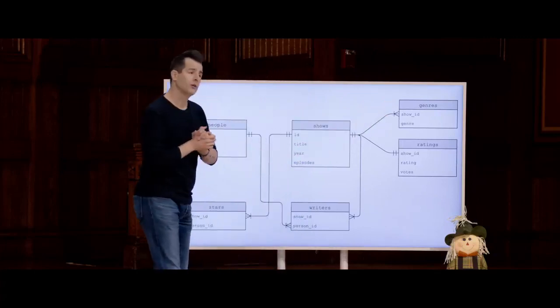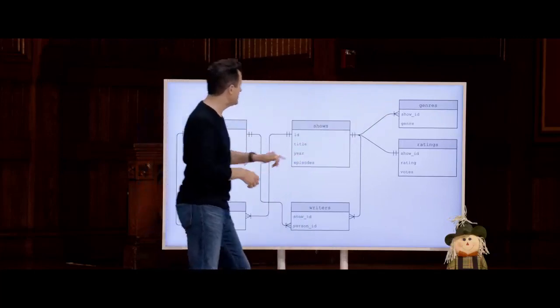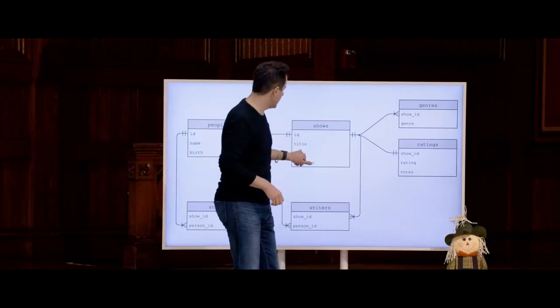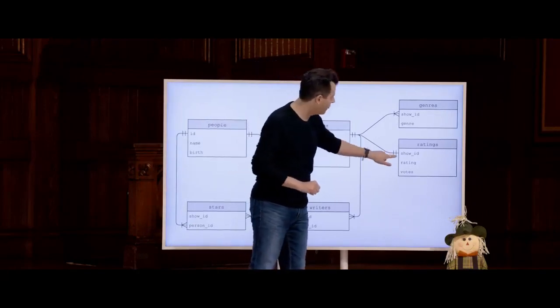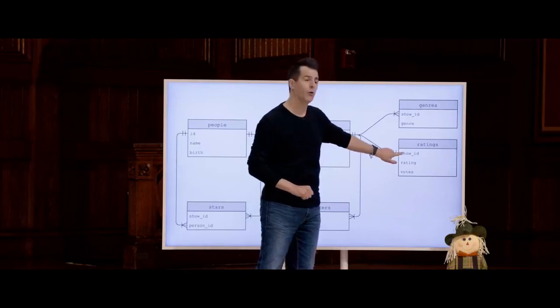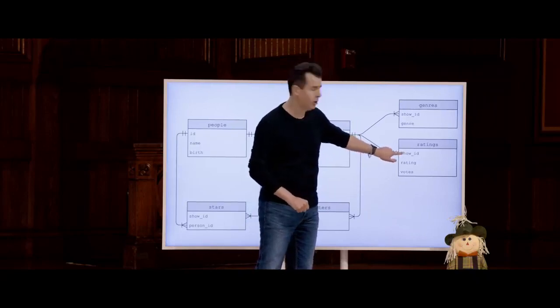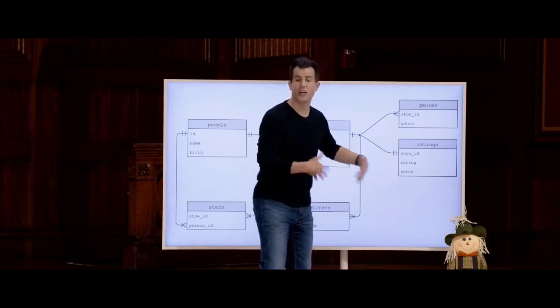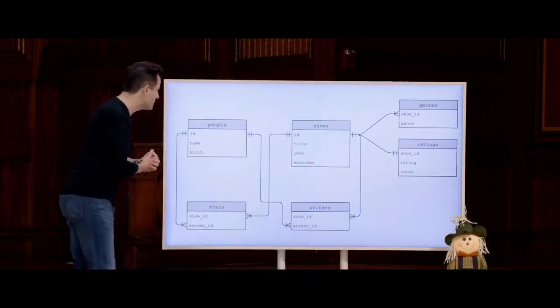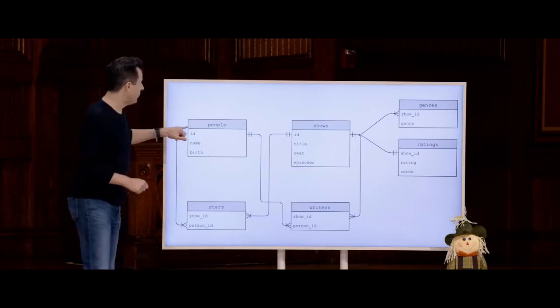Meanwhile, ratings work the same way, at least in this case. A show has ID, title, year, and episodes. But if you want to figure out its rating, you have to kind of follow the arrow here, so to speak, and look up the corresponding show ID in this table, find the rating of that show, and the total number of ratings. So that's been factored out too, for better or for worse. Now let's consider people.